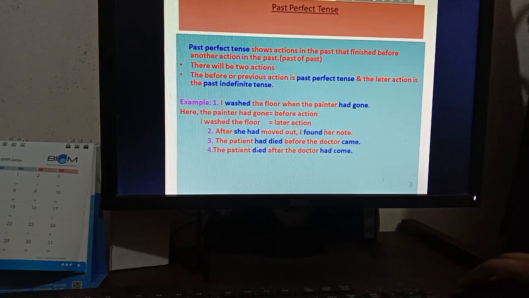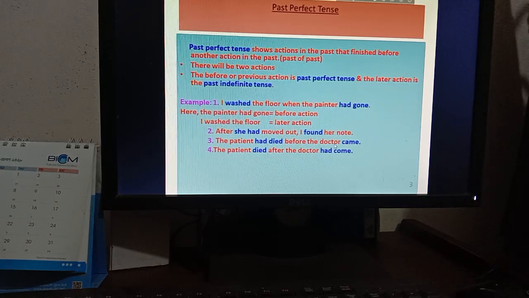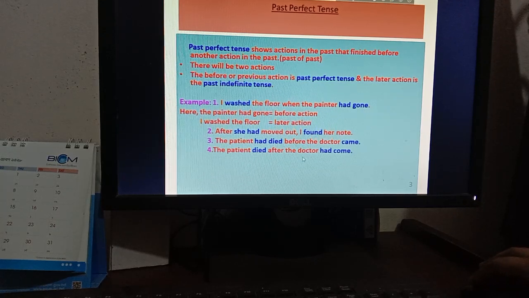Then number 3, the patient had died before the doctor came. So first of all, the patient had died. This is the before action, that's why there is used the past perfect tense, and the doctor came later, that's why this is the later action, and for this there is used the past indefinite tense. Then number 4, the patient died after the doctor had come. So in this sentence you can see the patient died, this is the later action. After the doctor had come, this is the before action.